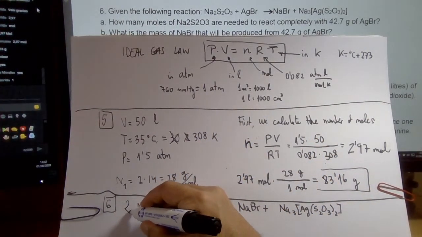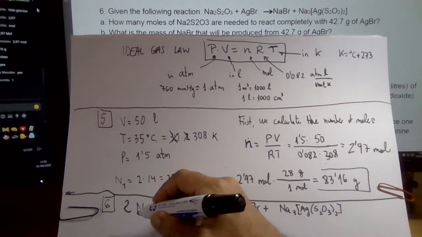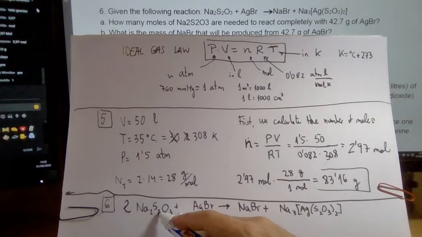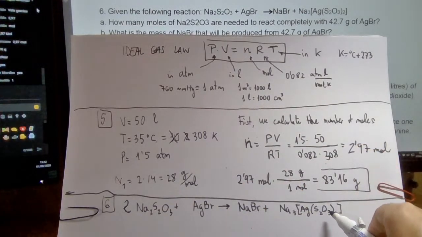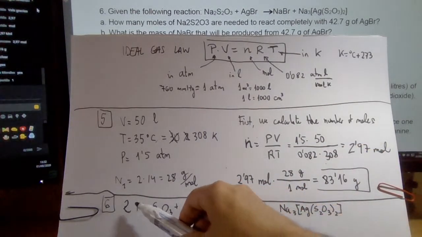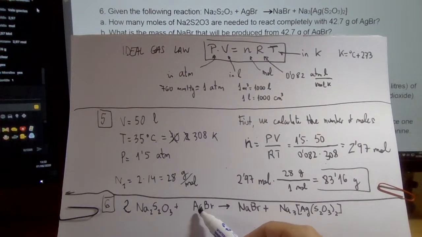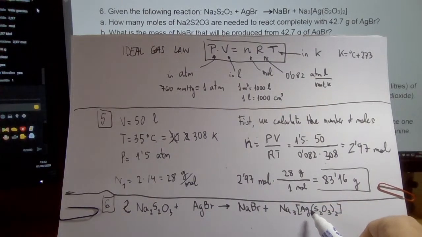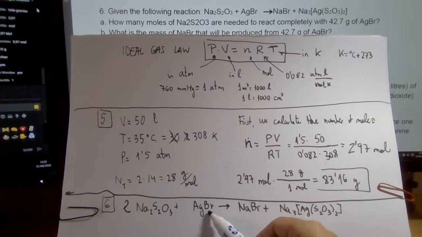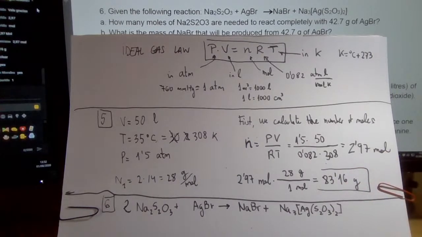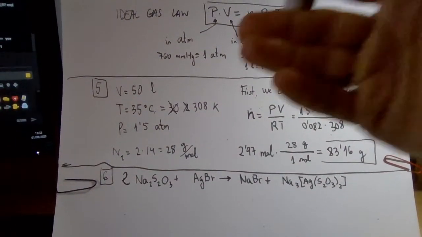Okay, got it. I think you got it, Paula. Now 2. Sodium is okay. 2 times 2, 4. Sulfur is okay. And 2 times 3, 6. Oxygen is okay. I like it. Silver is okay. 1 silver, 1 silver. And bromide is okay. Okay, so now it's adjusted with this 2 here.